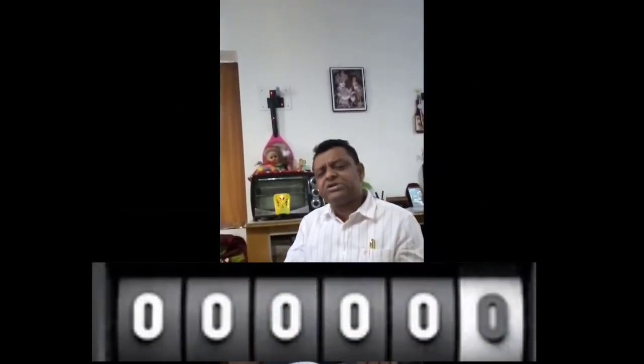And another one is odometer. Odometer is being used to measure the distance covered from a particular place. That is called odometer. किसी एक स्थान से किसी एक स्थान तक तय की गई दूरी को नापने के लिए जो यंत्र इस्तेमाल होता है उसे odometer कहते हैं.